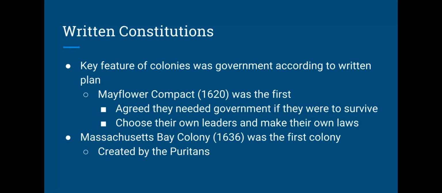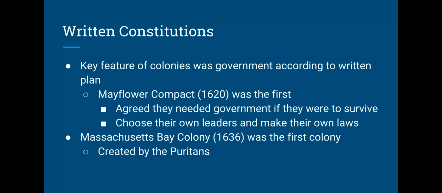One of the key features of the colonial governments was a written constitution. The Mayflower Compact was written in 1620, and it was the first written constitution. Okay, the people agreed that they needed government if they were to survive, and they agreed to choose their own leaders and make their own laws.